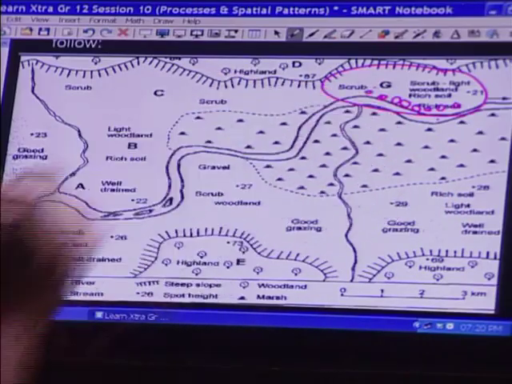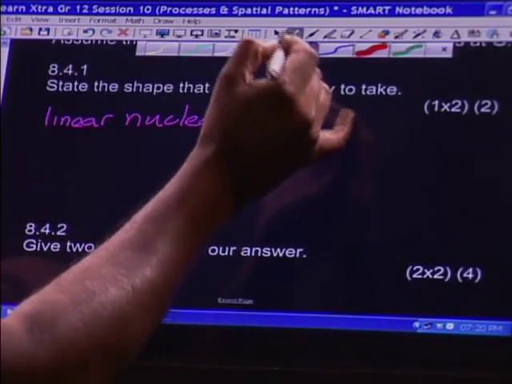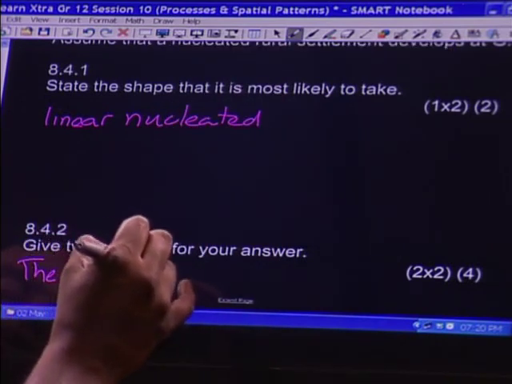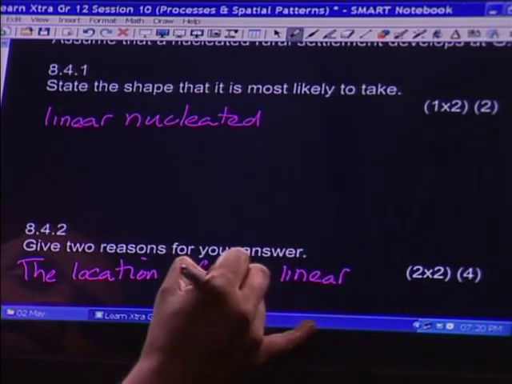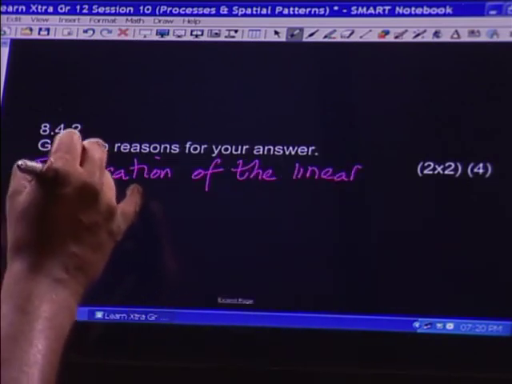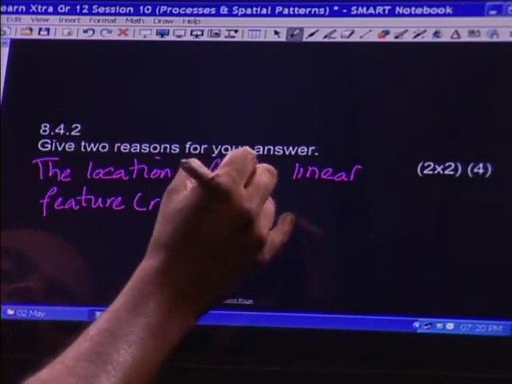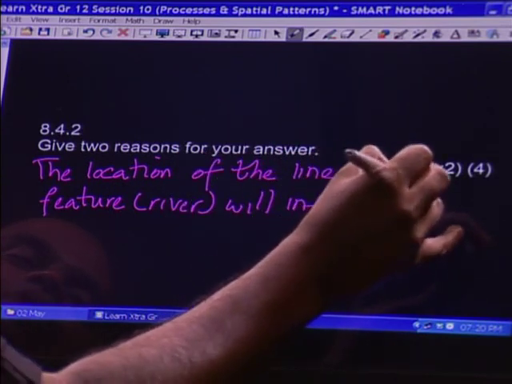842, give 2 reasons for your answer. In this example, we've answered that the most probable pattern would be a linear nucleation at settlement G. The reasons for this is the location of the linear feature, which in this case is a river, will influence the shape.